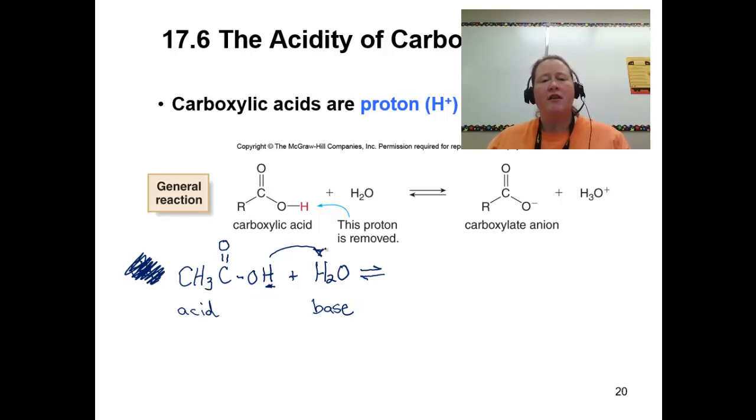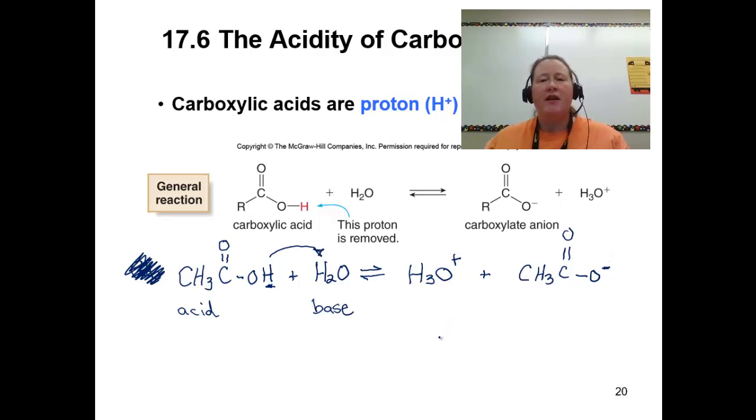When this hydrogen gets donated to the water, we get a hydronium ion, which is H3O with a plus, and we get what's called a carboxylate ion. The carboxylate ion is everything that gets left behind, and it carries a negative charge. So we have CH3, C, still have our carbonyl group, which is a carbon double bonded to the oxygen, and then this carries a negative charge, so this whole thing is called a carboxylate ion.